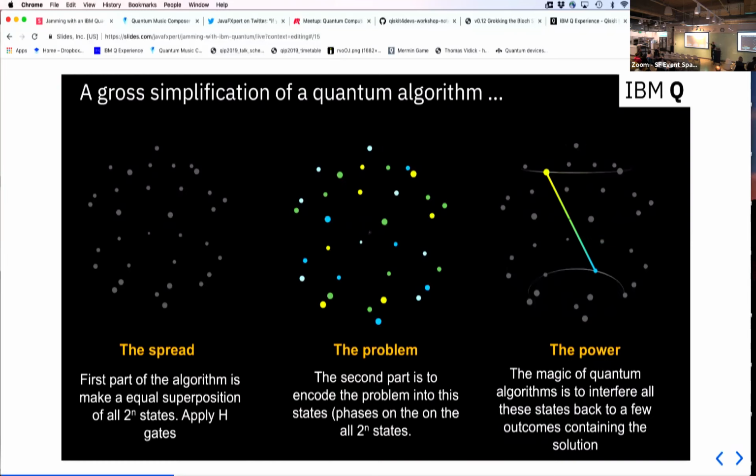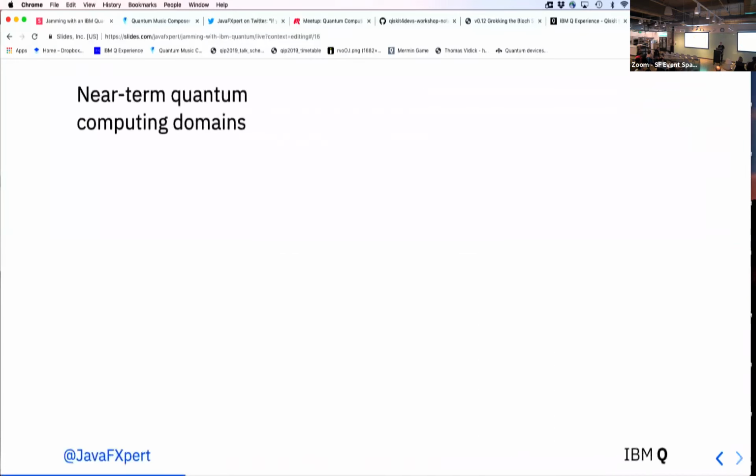And so with a quantum algorithm, what you're trying to do in this phase is interfere those states to where the right answer protrudes because it has constructively interfered. So that's just kind of a gross oversimplification of the process. And so we will get into some details here.